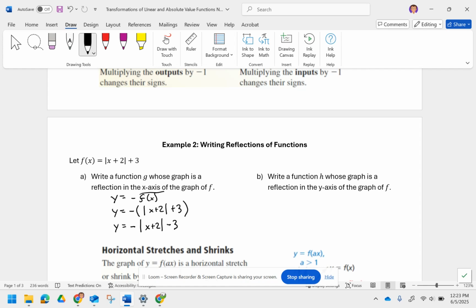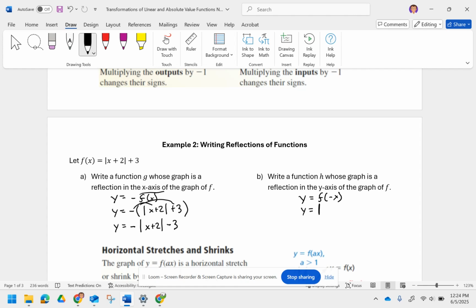minus 3. Okay. All right. Now let's look at B. This time they want a reflection across the y-axis. So y is going to be equal to f of negative x. So we are changing the input to a negative x.